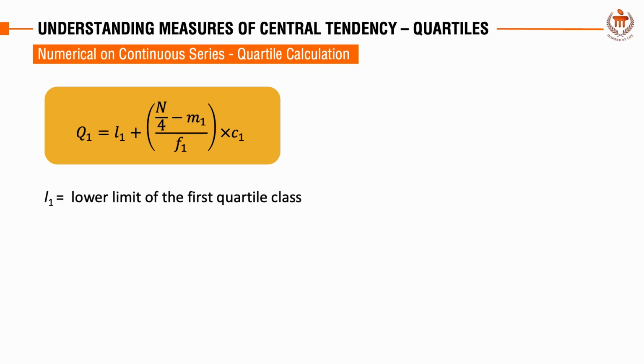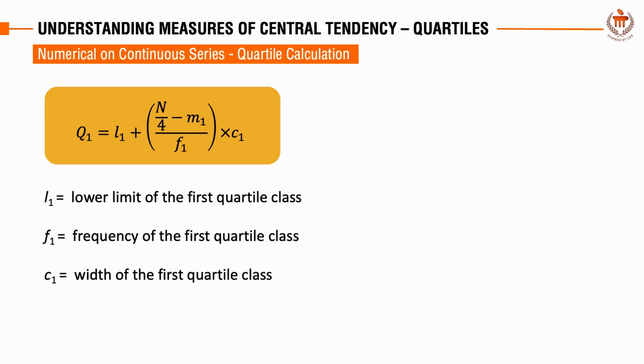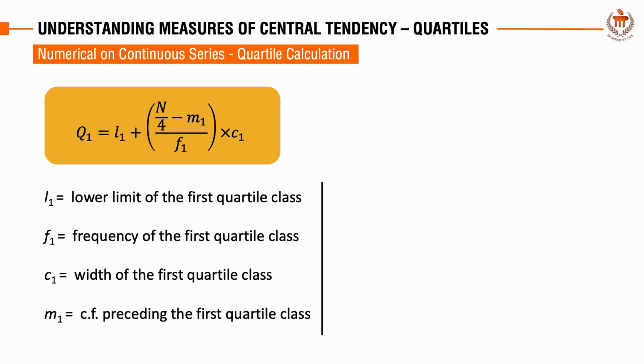Clear. L is the lower limit of the first quartile class. F is the frequency of the first quartile class. C is the width of the first quartile class. M1 is the cumulative frequency before the selected class interval. In the cumulative frequency table, you see the preceding value from the range you selected, where you think the cumulative frequency is hiding.